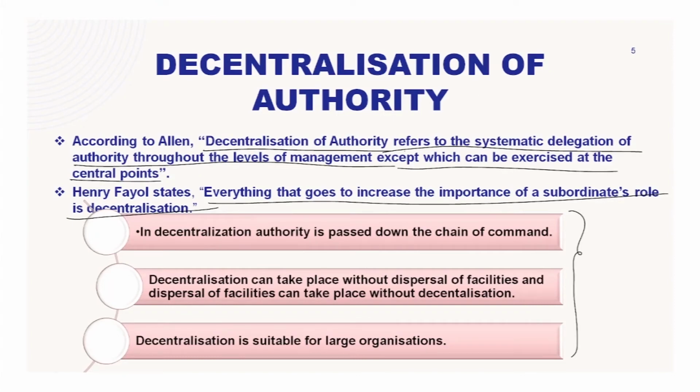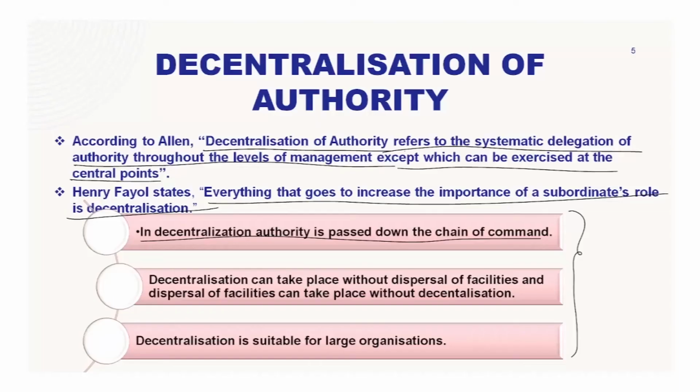So these are some of the features. In decentralization, authority is passed on the chain of command. Just like in the delegation of authority we discussed, authority flows from top to bottom. However, the responsibility and accountability flow from bottom to top. The chain of command will be from top to bottom. Second, decentralization takes place without dispersal of the facilities, and dispersal of the facilities can take place without decentralization.